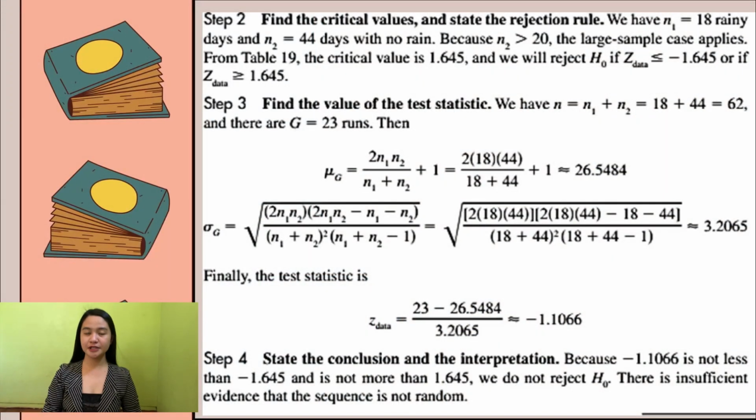Okay, for the last step, step 4, state the conclusion and the interpretation. Because negative 1.1066 is not less than negative 1.645 and is not more than 1.645, we do not reject the H0. So there is not enough evidence that the sequence is not random.